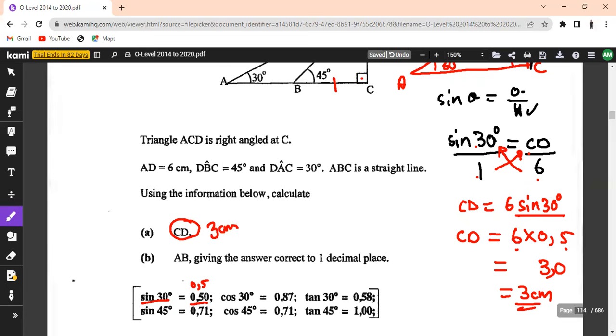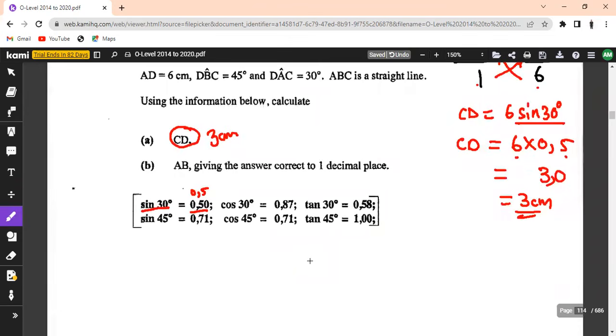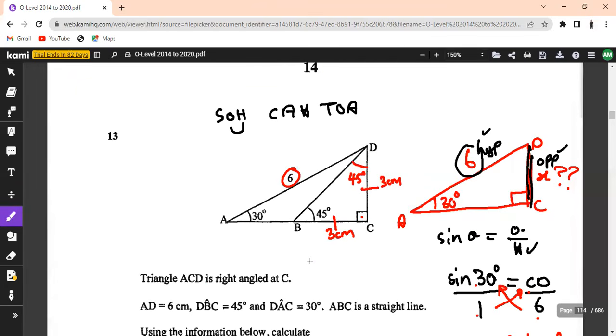But let's come back to our diagram because there's something that we said. We said this CD or DC is the same as BC. So if this is 3 centimeters, it means this is also 3 centimeters. All right, that is what it actually means. Then the other question now is to calculate AB, giving your answer correct to 1 decimal place. Okay, that is AB, from A to B. So as you can see, A to B is this distance here.